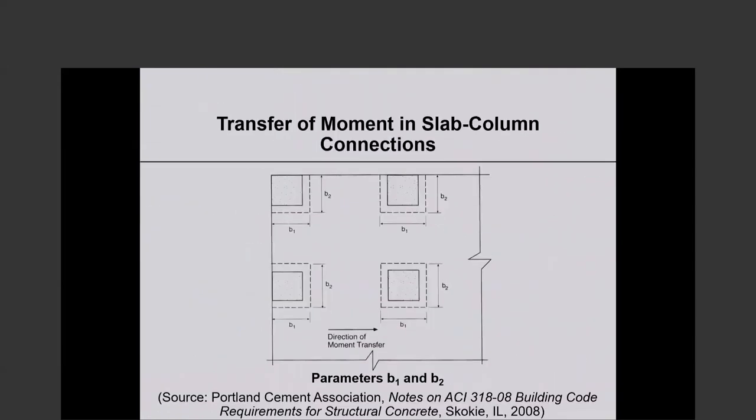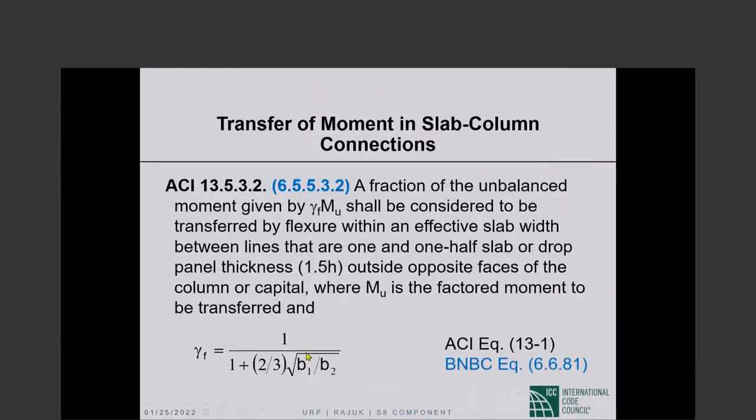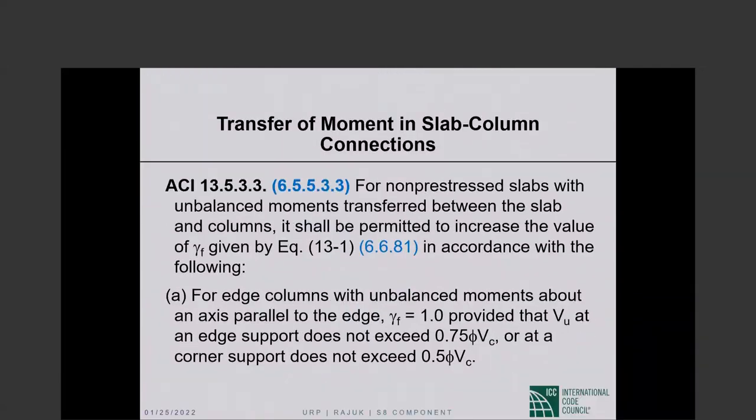The dimensions of the critical section, B sub 1 in the direction of analysis, B sub 2 in the perpendicular direction. For a square column, this gives us 60% for gamma sub f, 0.6. For a rectangular section, we get something close to 0.6, but not equal to 0.6. Okay. For non-prestressed slabs with unbalanced moment transferred between slab and column, it shall be.